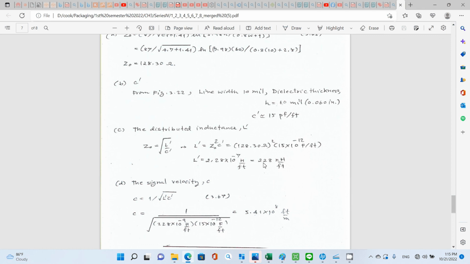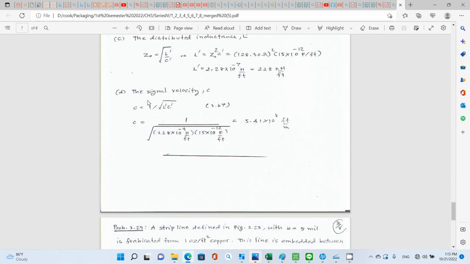Okay. Next, the signal velocity c equal to 1 over the square root of L prime C prime. According to equation 3.67, you can look back at this equation. We have c equal to 5.41 times 10 to the 8th feet per second.